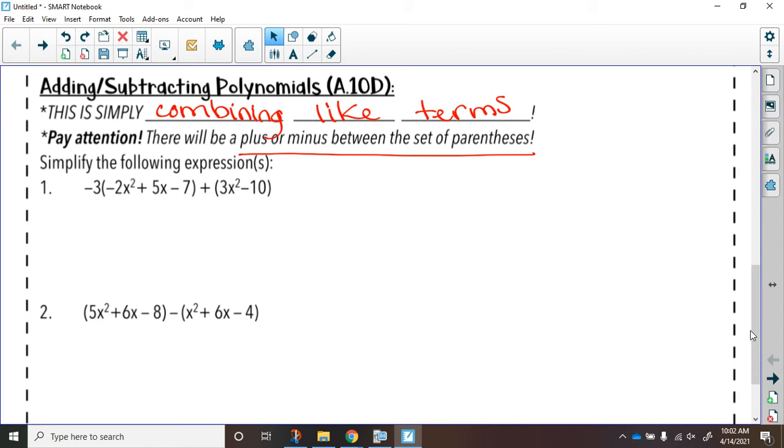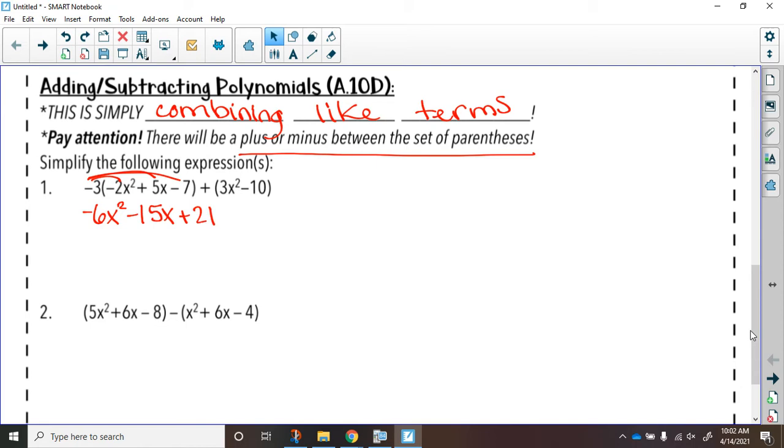Of course, I like getting rid of the parentheses first. It just makes it a little bit easier. So for number 1, we have to get rid of the parentheses. We got to distribute a negative 3. So negative 3 times negative 2 is negative 6x squared. Negative 3 times 5 is negative 15x. Negative 3 times negative 7 is positive 21.